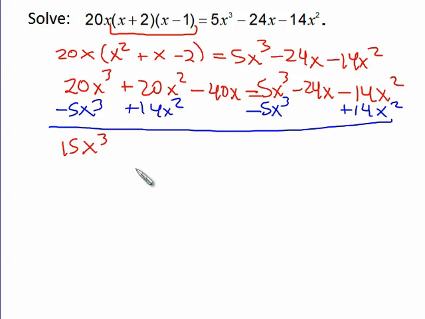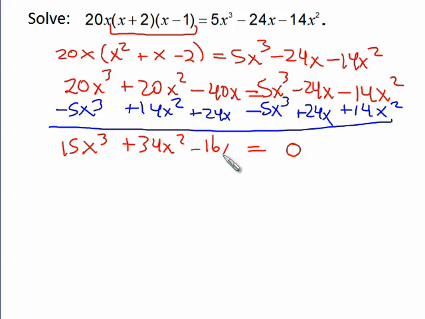So this leaves me with a positive 34x squared. And then finally, the last term I need to get rid of is a positive 24x. So I need to add it to both sides, which leaves me, first of all, with 0 on the right-hand side because I got rid of all three terms, and then on the left-hand side, this gives me a negative 16x.